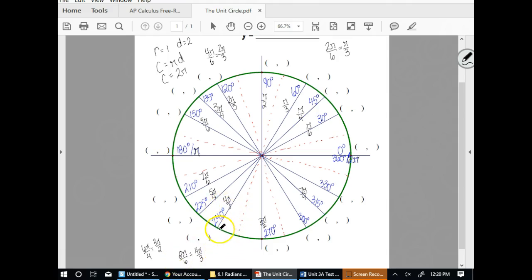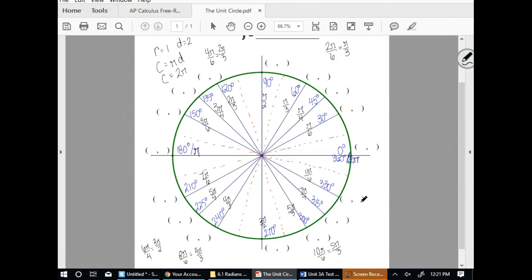Then, let's see, we're at 8 pi, then we got 9 pi over 6, but that reduces to 3 pi over 2. That's 9. Here's 10 pi over 6, but that reduces to 5 pi over 3. I've got 7 pi, so that was 10 pi over 6. Then we've got, this last one is 11 pi over 6. Okay. So these are our angles on the unit circle.